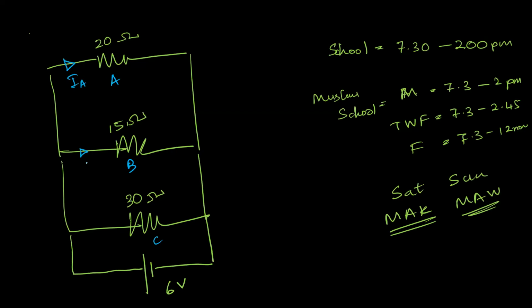IA, IB, IC, and I total. So I total current will go like this. Few will go this way, few will go this way, and the remaining will go this way. So if you find IA, IB, IC, and add it also, you will get I total.